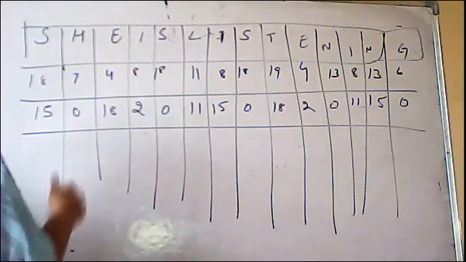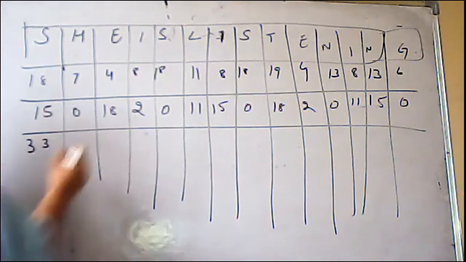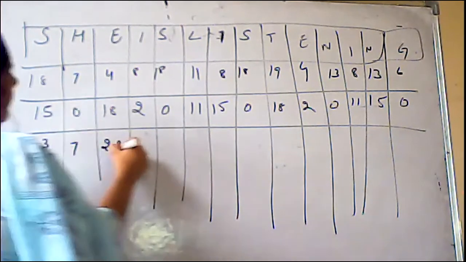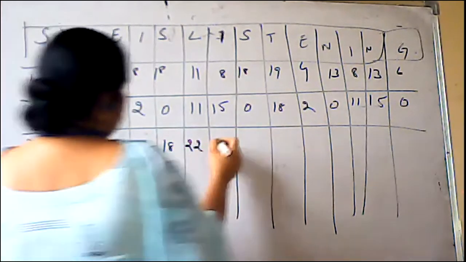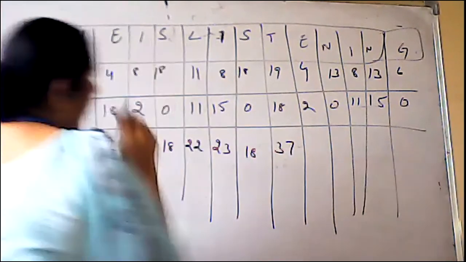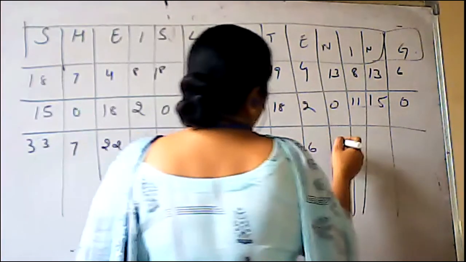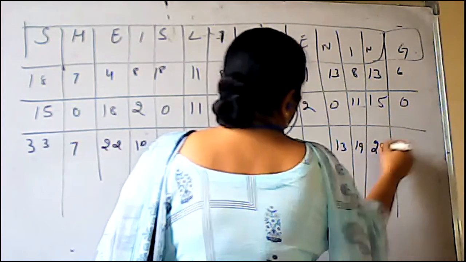So you have to add up these and find the mod of it. 18 and 15 is 33, 7 and 0 is 7, 4 and 18 is 22, 8 and 2 is 10, 18 and 0 is 18, 11 and 11 is 22, 8 and 15 is 23, 18, 19, and 18 is 37, 4, 2, 6, 13, 19, then 28, then 6.